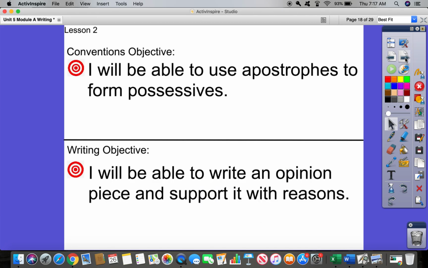Okay, our objectives for today. We have a conventions objective and a writing objective. Let's look first at our conventions objective. I will be able to use apostrophes to form possessives. In lesson 1, we did some work with apostrophes and we're going to continue that in today's lesson. And then our writing objective is, I will be able to write an opinion piece and support it with reasons. Yesterday we wrote our opinion about whether or not Johnny Appleseed was an important figure, and we're going to continue practicing our opinion writing.